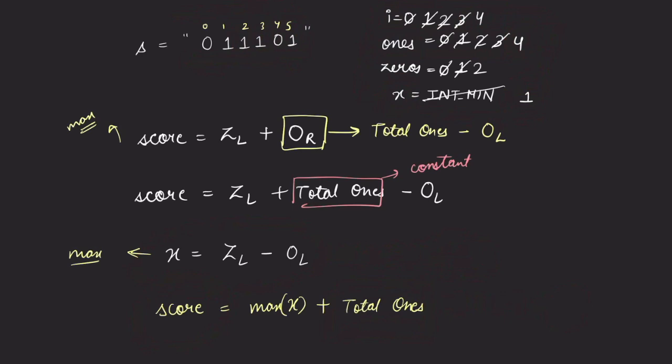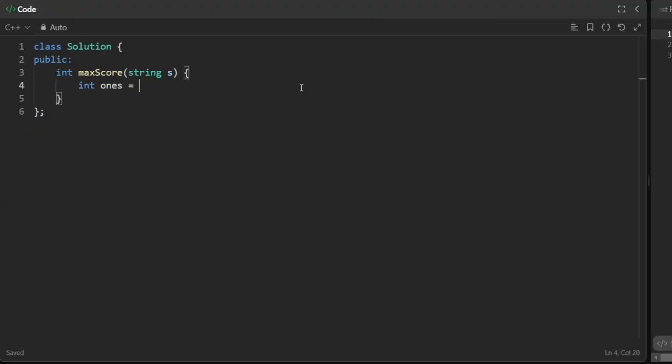So let's quickly look at the code. We'll take our variables ones for counting the number of ones and zeros for counting the number of zeros, both in the left substring. Then we'll take x, which will be initialized to int min. Then we'll run a for loop of i starting from 0, going to s.size minus 1, and then we'll do i plus plus.